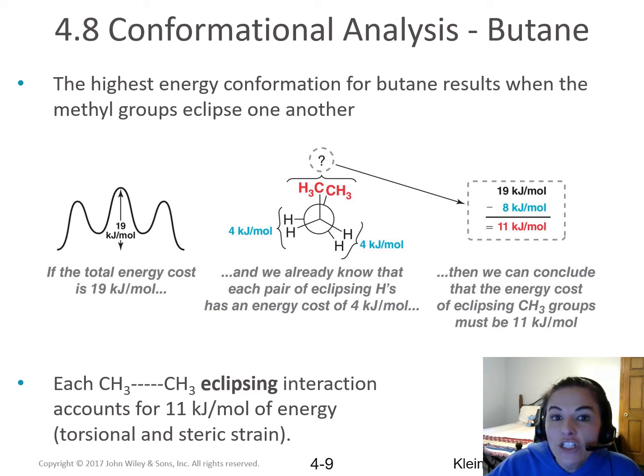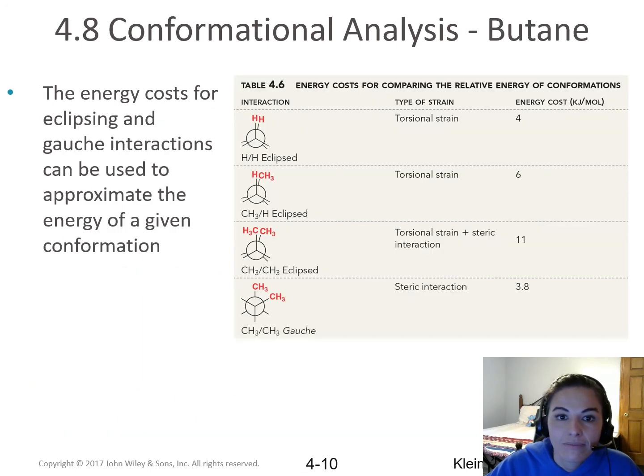The highest energy conformation for butane, unsurprisingly, results when the methyl groups eclipse one another. Each methyl-methyl eclipsing interaction actually accounts for 11 kilojoules per mole of energy. This is both torsional, meaning electrons interacting, and steric strain, because you have two big groups that are right on top of each other. Okay, we can actually use this conformational analysis of butane to get an energy cost for the different types of interactions that occur in molecules.